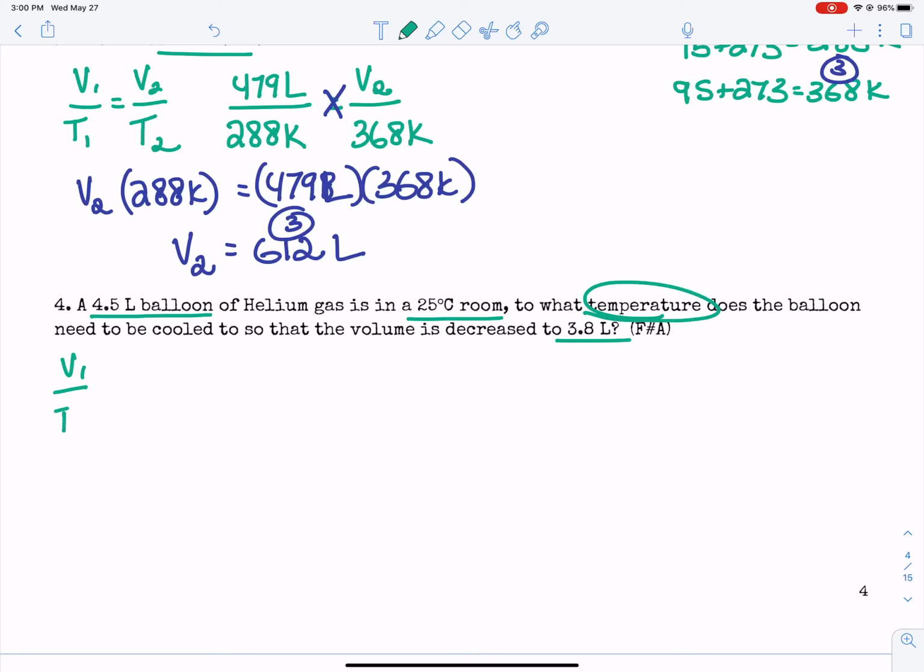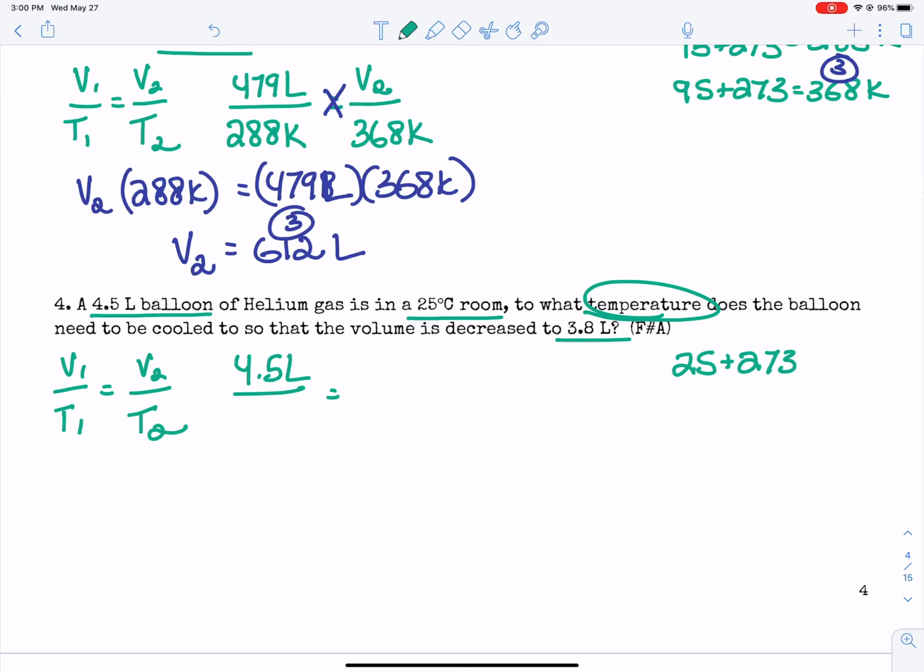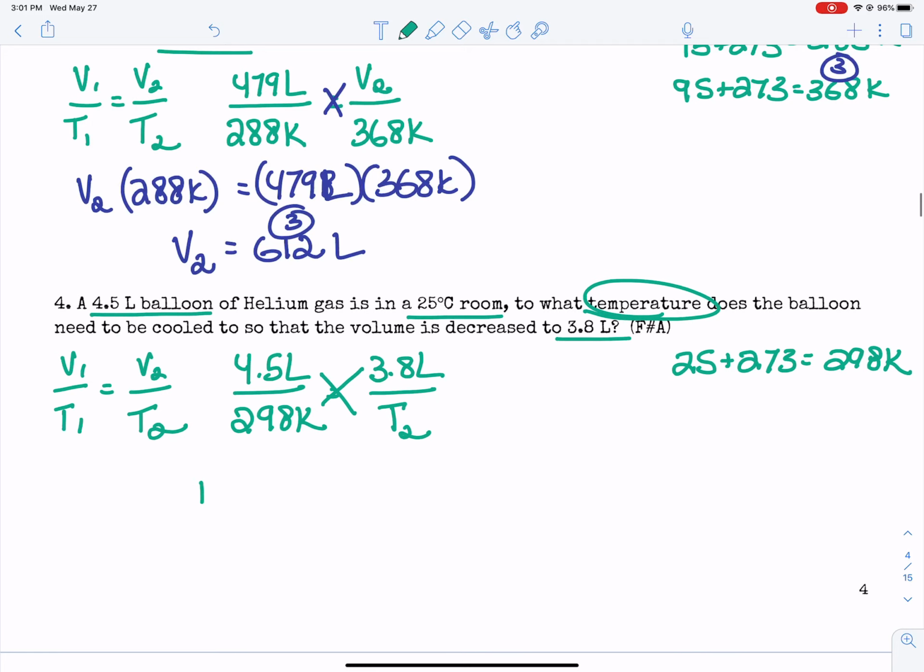Again, V1 over T1 equals V2 over T2. The original volume is 4.5 liters. The original temperature, so 25 plus 273 equals 298 Kelvin. The new volume is 3.8 liters, and the new temperature is what the question asks me to find. Again, cross multiply, T2 times 4.5 liters equals 3.8 liters times 298 Kelvin.